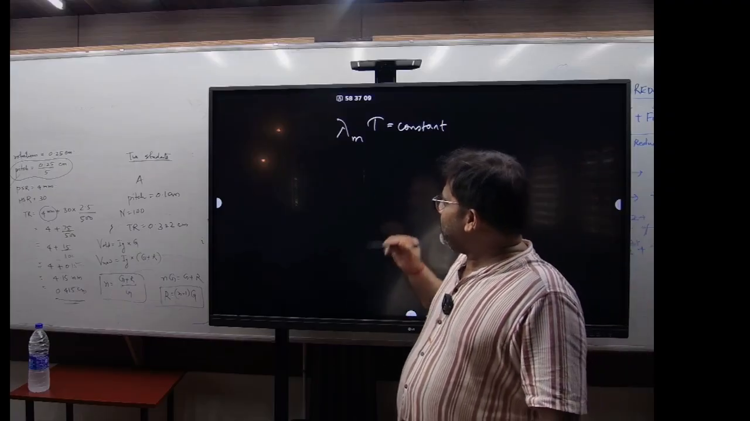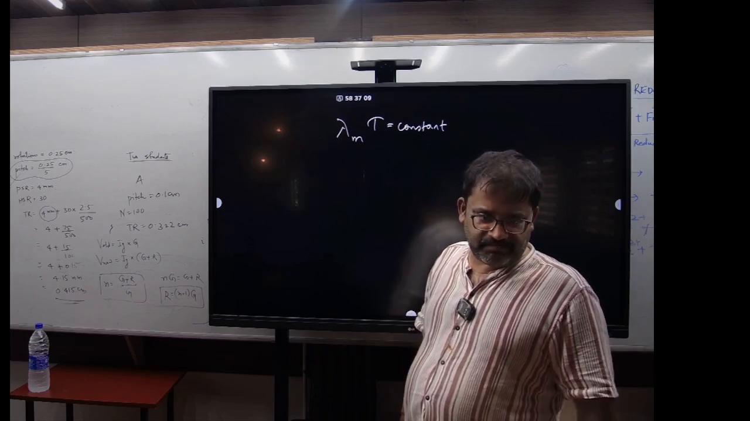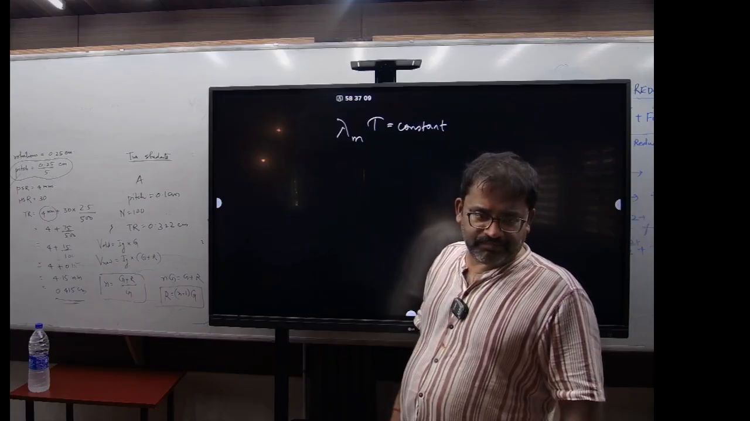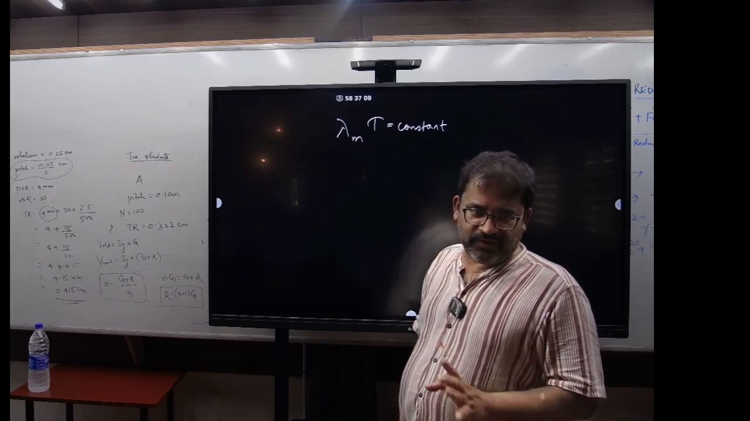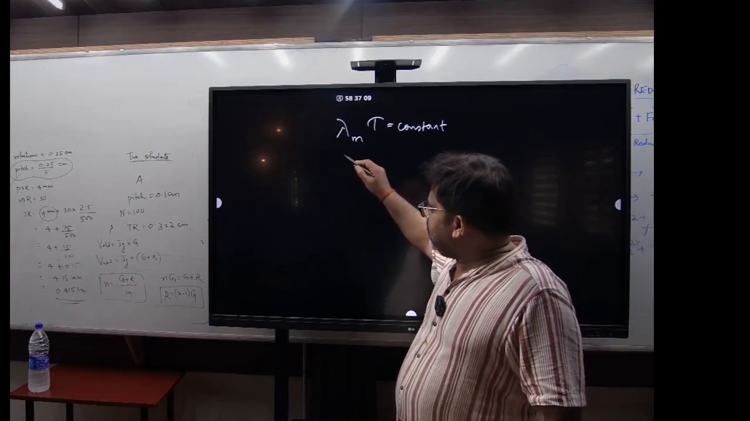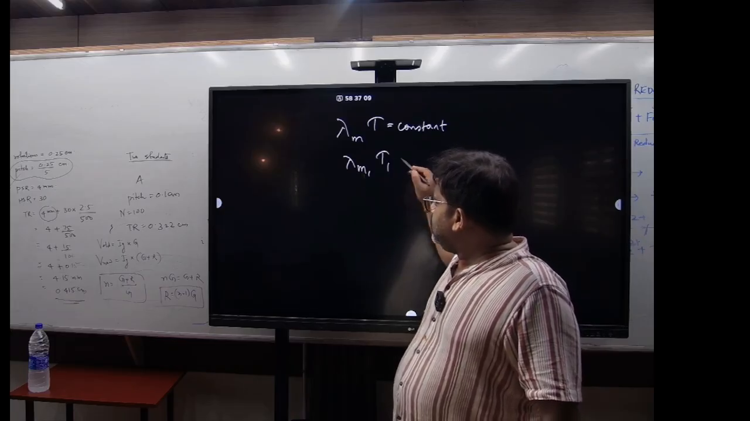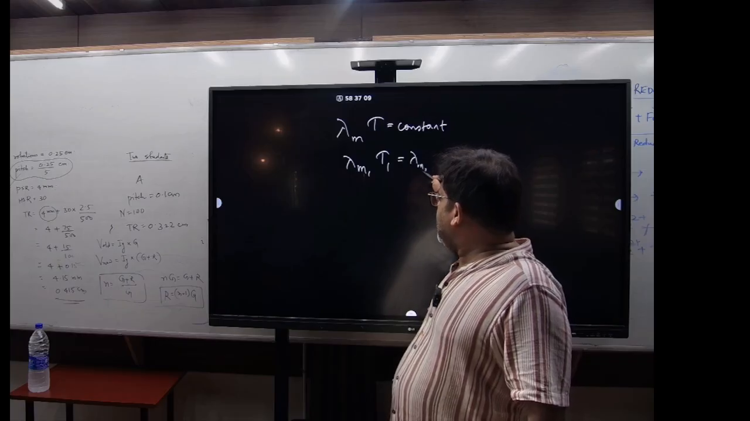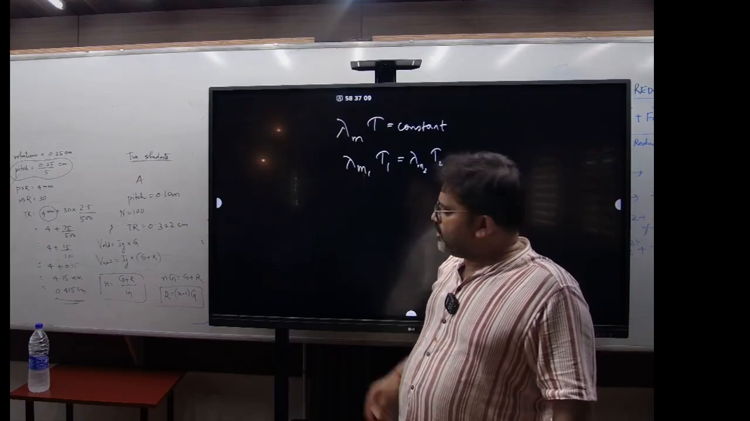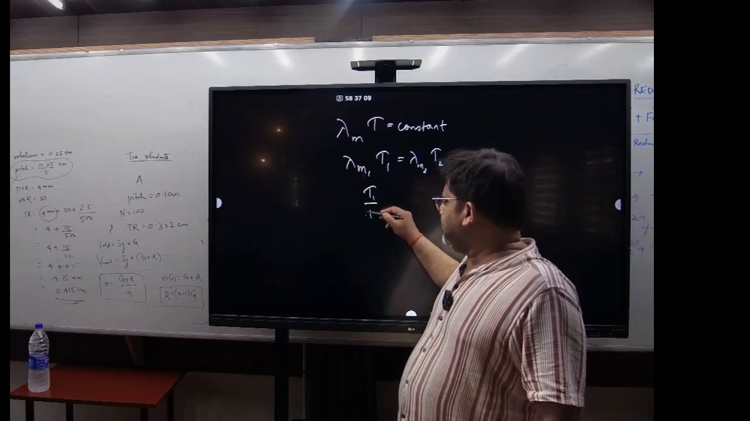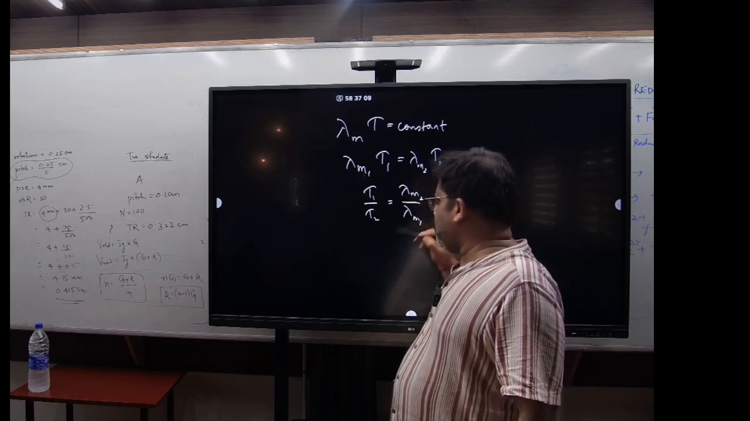So now let's come back to our question. Here he has given two wavelengths and he is asking us to find the ratio of the surface temperature. That means we can say lambda m1 T1 is equal to lambda m2 T2. Now as we have to find the ratio of the temperature, we can say T1 by T2 is equal to lambda m2 divided by lambda m1.